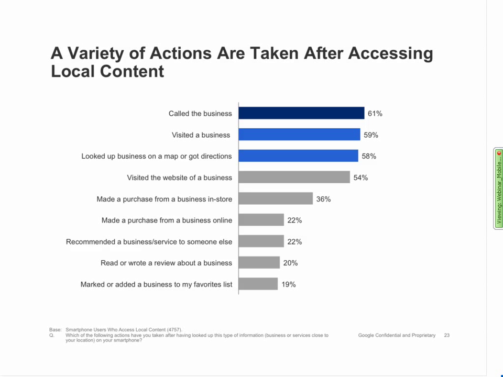So the previous slide highlighted key actions users take after looking up local information. Here, I wanted to share the full set of actions users perform. You can see that these reflect valuable user interactions, such as recommending a business, which 22% of people do, and in general, show that local information seekers are highly qualified leads that are near to converting. You can imagine that if someone is looking for your business on a map or is trying to get directions, which 58% of users are doing, that they're pretty interested in your business.